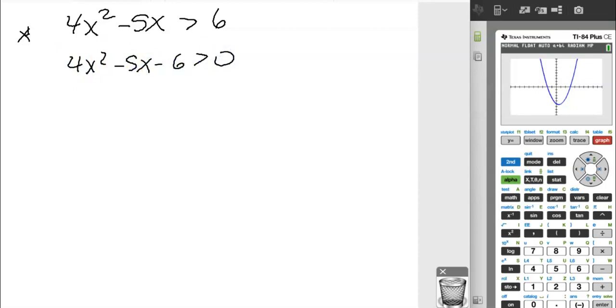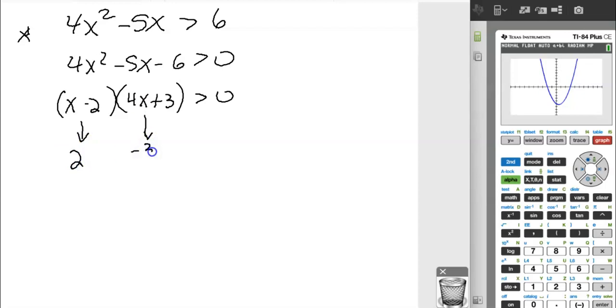And what we're going to do is similar to the last one, we're just going to test these numbers to be able to factor it or graph it, whichever way you want. So if you factor this, you're going to end up getting x minus 2 and 4x plus 3. Set this equal to 0, and that's going to be 2. And set this equal to 0, and you're going to get negative 3/4.